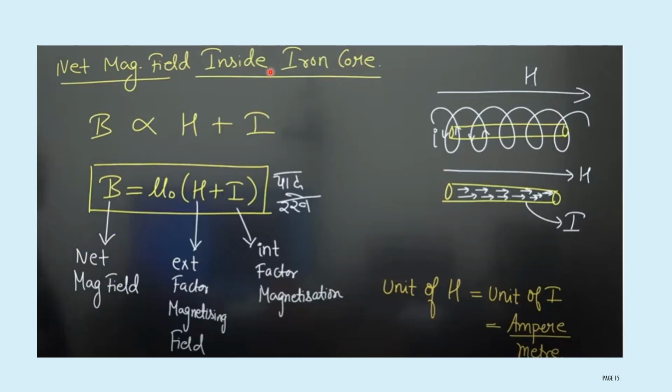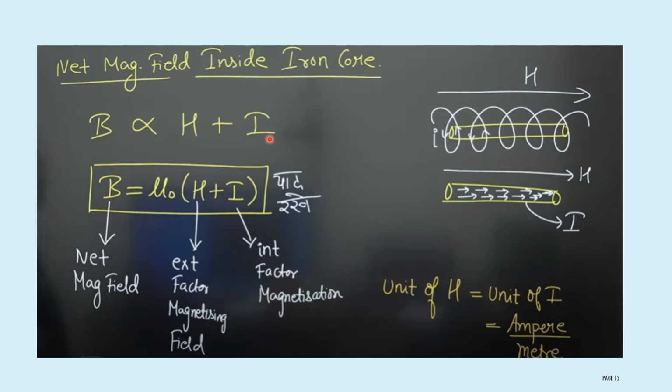The net magnetic field inside an iron core is indicated by B. B is directly proportional to the magnetizing field H, this is the external factor, plus I, the magnetization, this is the internal factor. Let us see here. This is the solenoid. If you apply a current, the current will move inside the solenoid. Because of the flow of the current, it will produce the external magnetizing field H. This H is the external magnetic field due to the flow of current inside the solenoid.